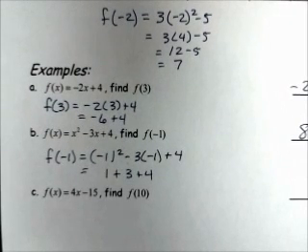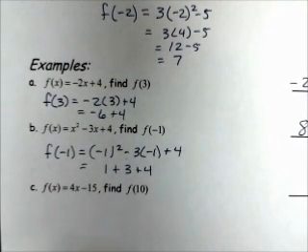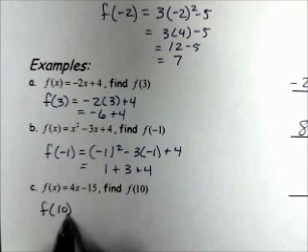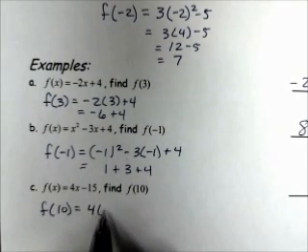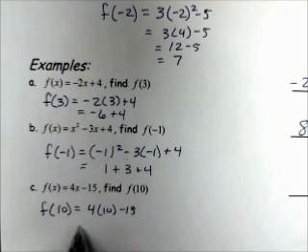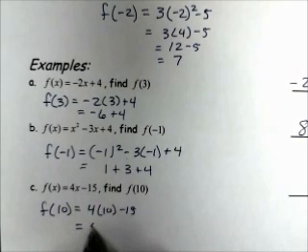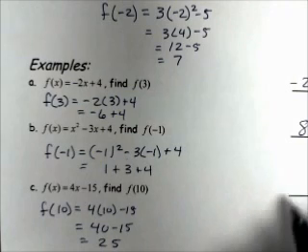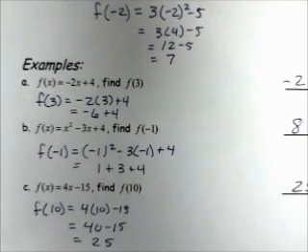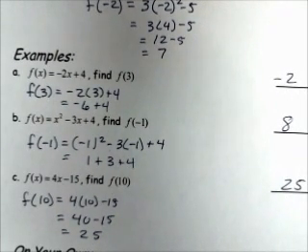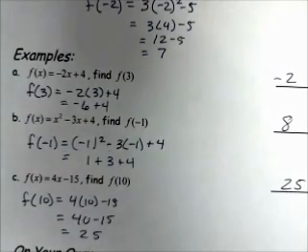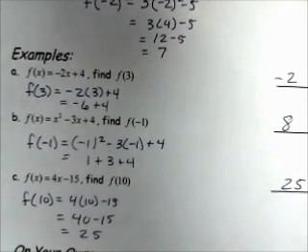So why don't you try C on your own? Again, pause the video if you would. Alright, so f of 10 equals 40 subtract 15, which is 25. Do 1 and 2. Pause the video, do 1 and 2 on your own.